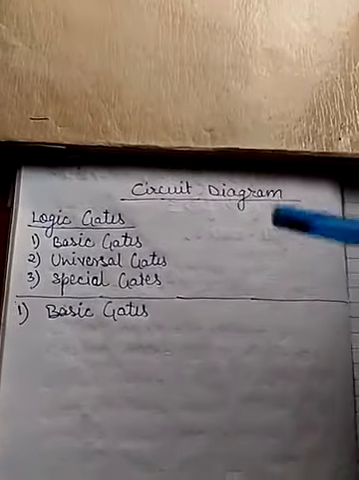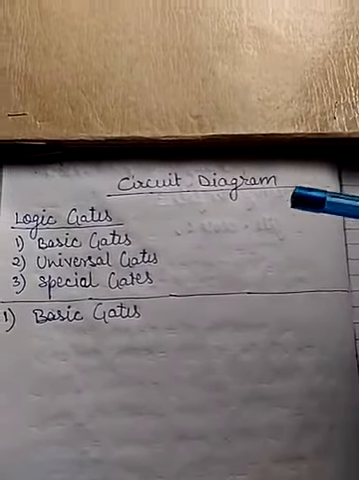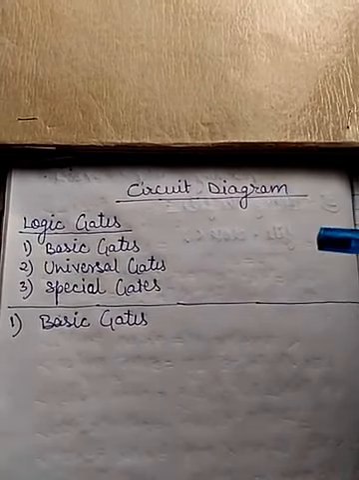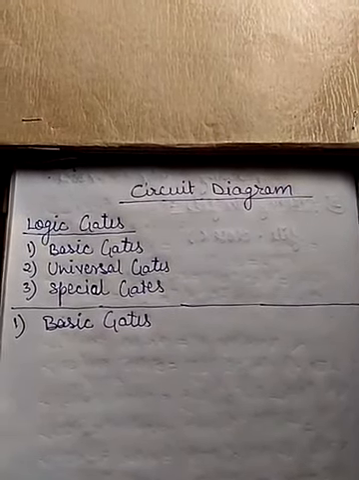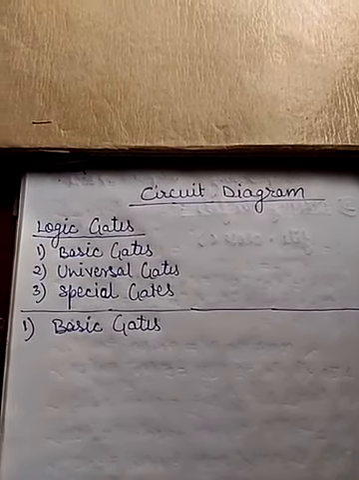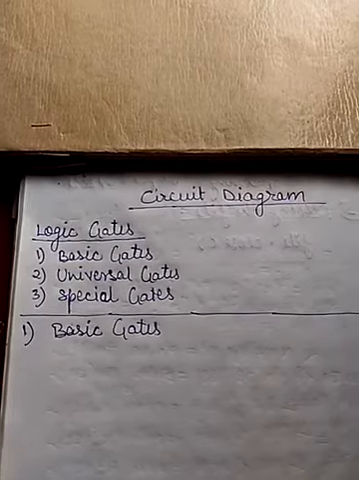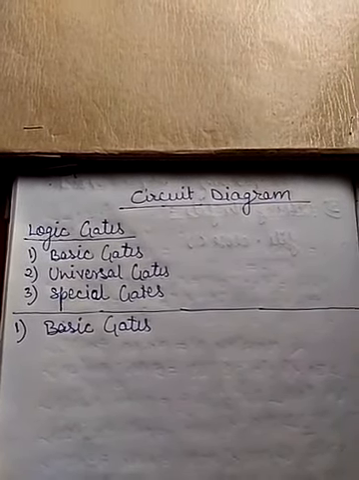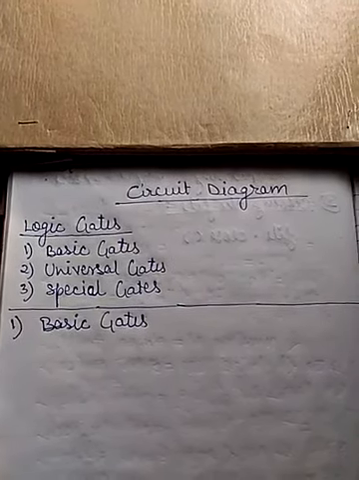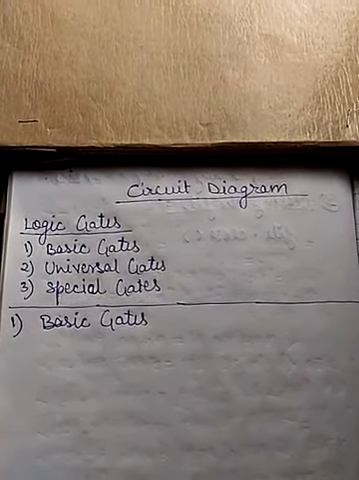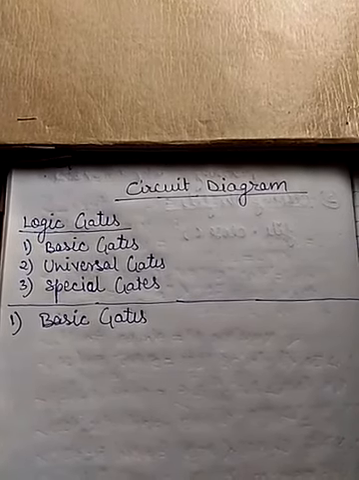To draw the circuit diagram, as I have told you, a circuit diagram is a graphical, pictorial representation of a Boolean function, a logical function. It helps in the industrial design of the IC. So today's task is to draw a circuit diagram. A circuit diagram can be drawn with the help of logic gates.